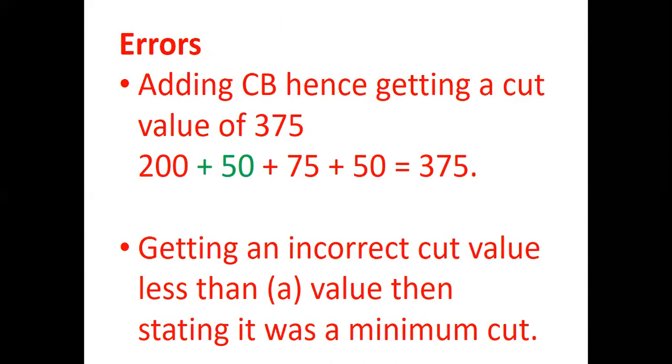Positives, again, students attempted to calculate the cut value. So that was a positive thing there. I will say attempted because, again, there's some similar sorts of issues. In this case, instead of subtracting, often what they would do is add the 50 in the path that's going back from the sink to the source. And they got a total of 375. They were getting an incorrect cut value for part A, an incorrect cut value for this part, but it was less than the answer they got for part A, so they said it was a minimum cut.